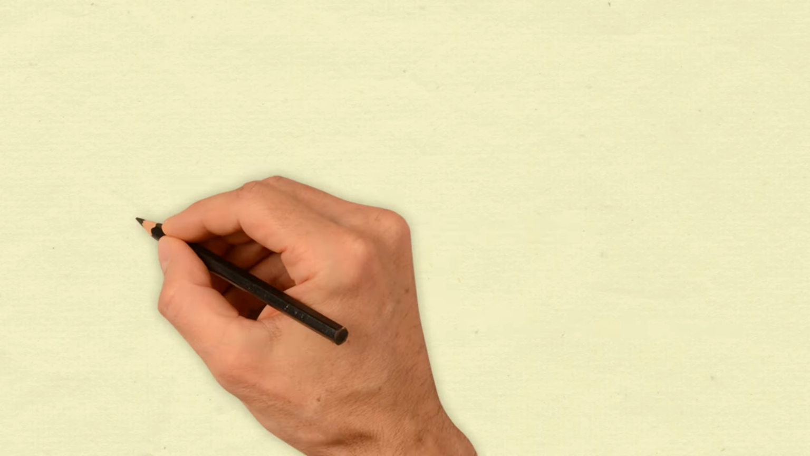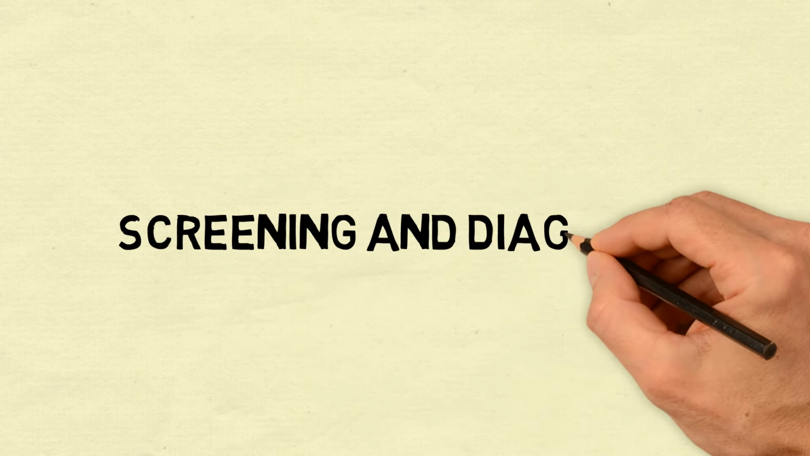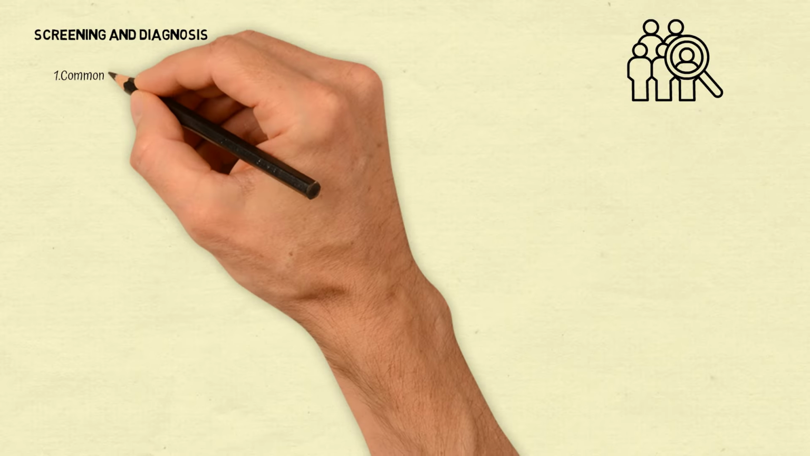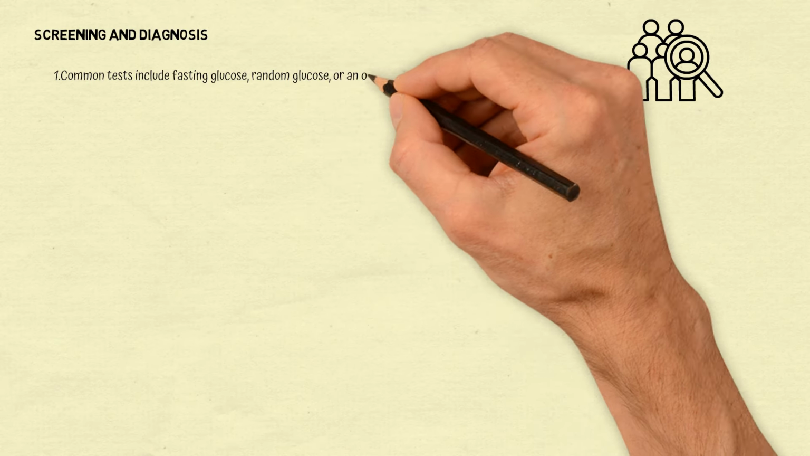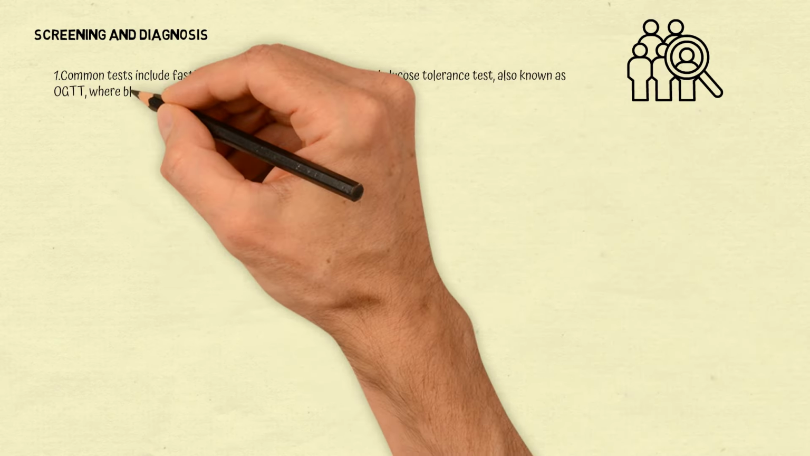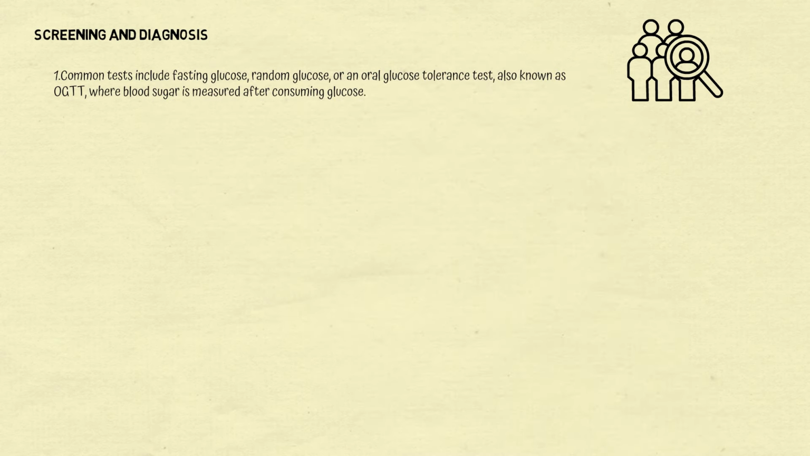Screening for gestational diabetes has evolved over the years, with guidelines developed in workshops from 1984 to 2007. Screening practices vary widely, ranging from no screening in some countries to selective or even universal screening in others. 1. Common tests include fasting glucose, random glucose, or an oral glucose tolerance test, also known as OGTT, where blood sugar is measured after consuming glucose.